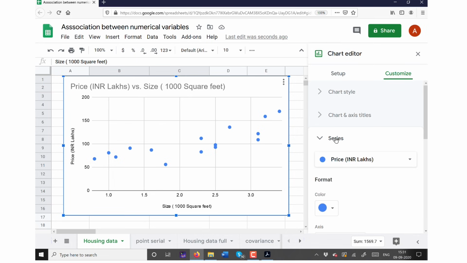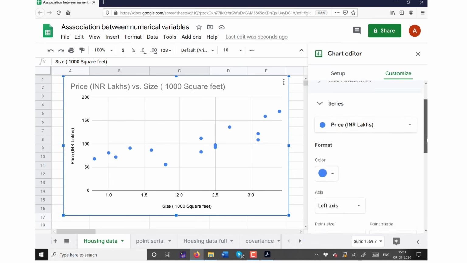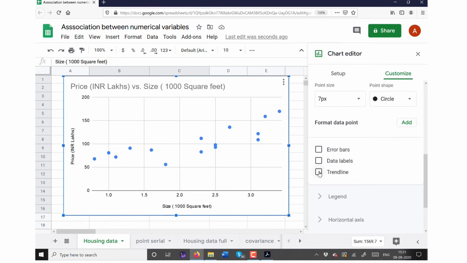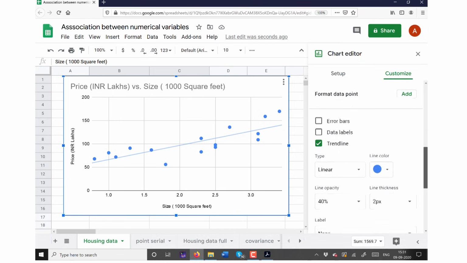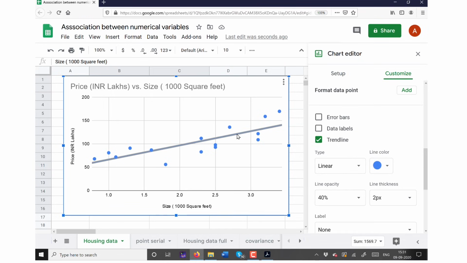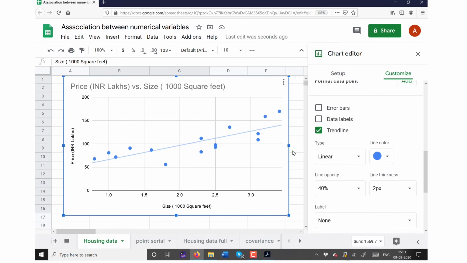Under the customize tab, I click on series. Now, within this, I click on trend line. You can see a blue line which passes through my points. So, the question we asked is, can I capture this linear relationship using the equation of a line? I can see that I can fit a line passing through the points.